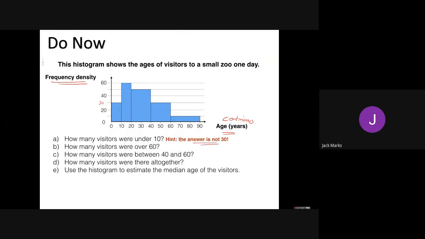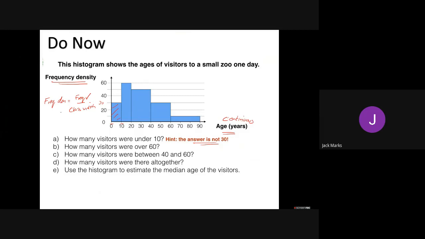But as the hint tells us, this is not the case, because the way that histograms work is they plot frequency density. There's a formula for this: frequency density is equal to the frequency divided by the class width, meaning the group width. On this first box, the frequency on the top is 30, and the class width means the gap between 0 and 10.